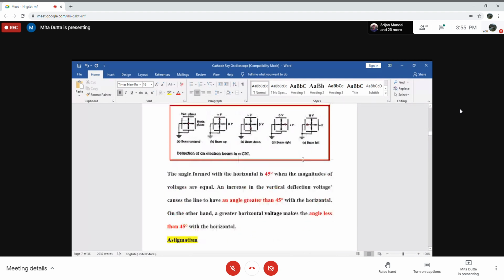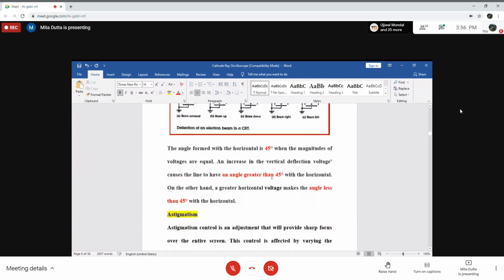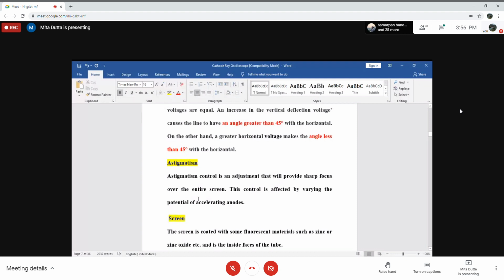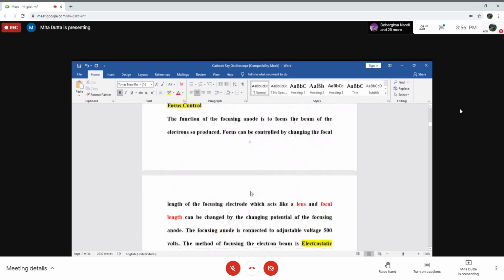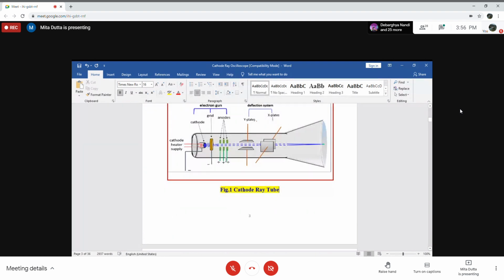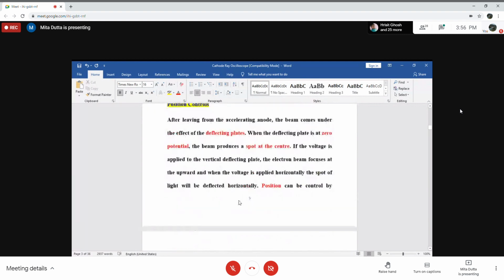Now there is a knob which is not on the front panel of the scope, known as astigmatism, and it makes a sharp focus over the entire screen. The voltage which controls this sharp focus on the screen is the voltage applied to the accelerating anodes, not the focusing anode voltage.